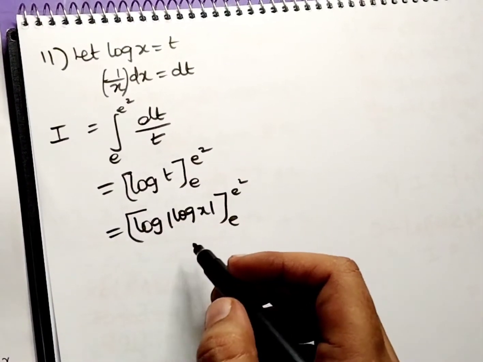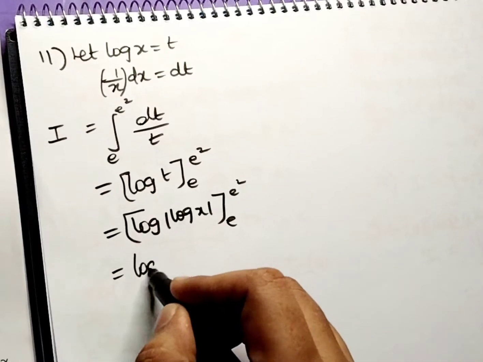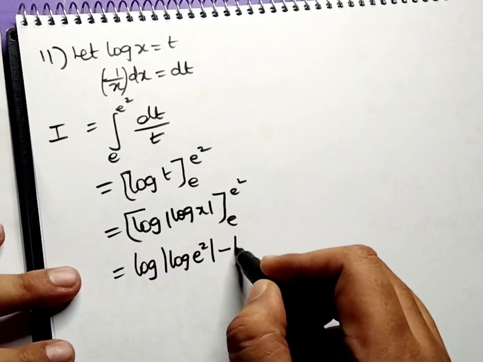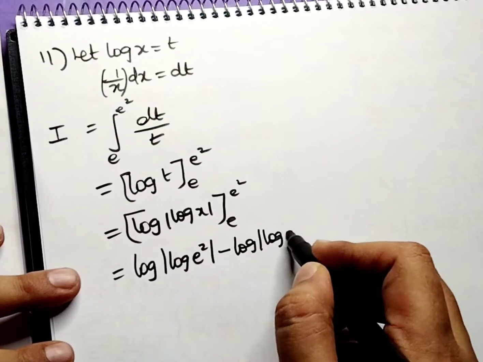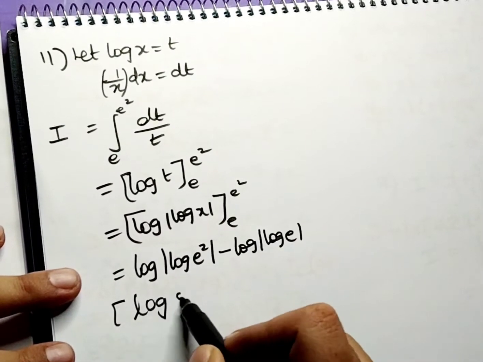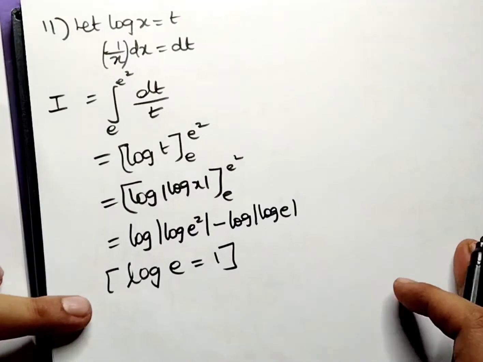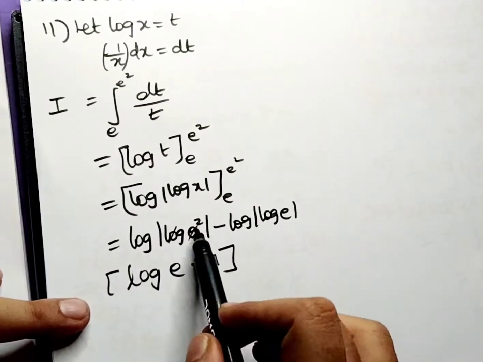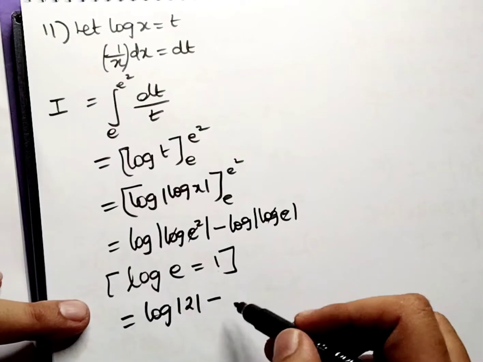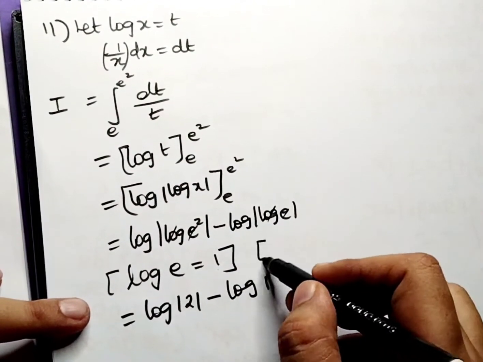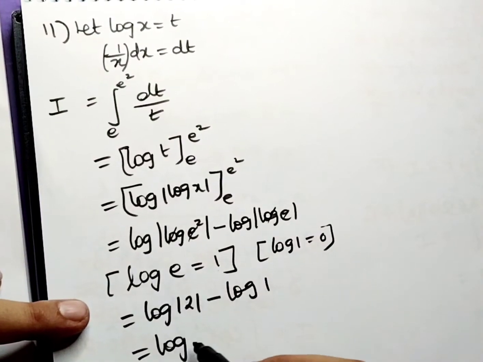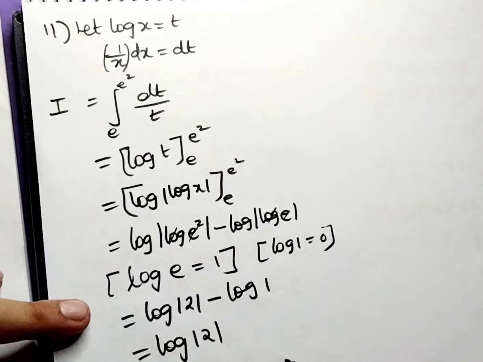When we apply the upper and lower limits, upper limit minus lower limit, log of log e power 2 minus log of log e. So log and e are reciprocal, that gets cancelled here. We are making use of this property. So log e value is 1, remaining is 2. So log 2 minus again log e, we have 1, and we know log 1 value is 0, isn't it? So the answer is log 2.